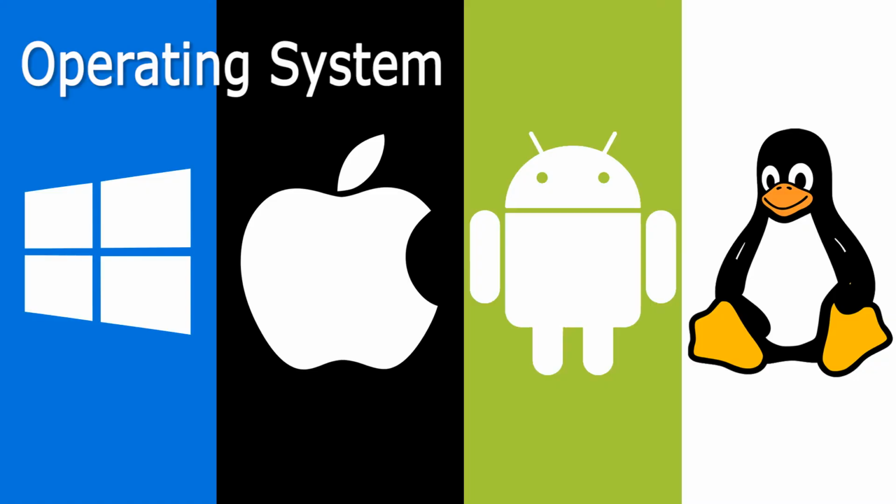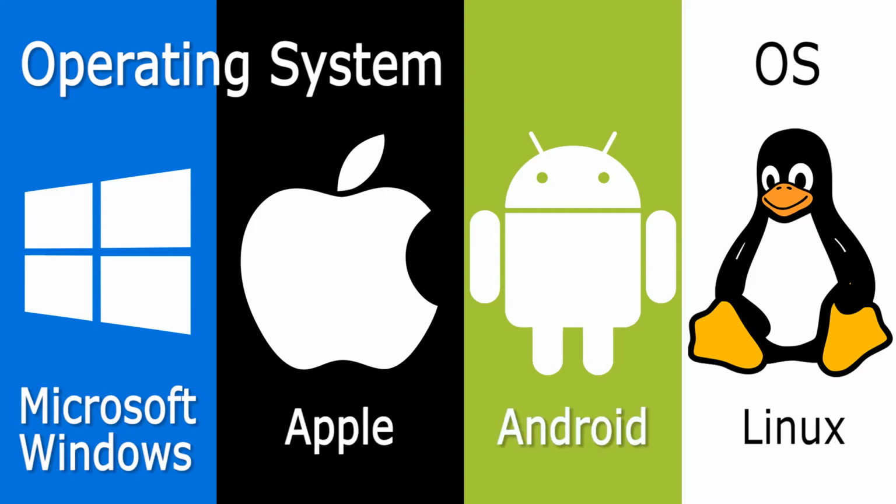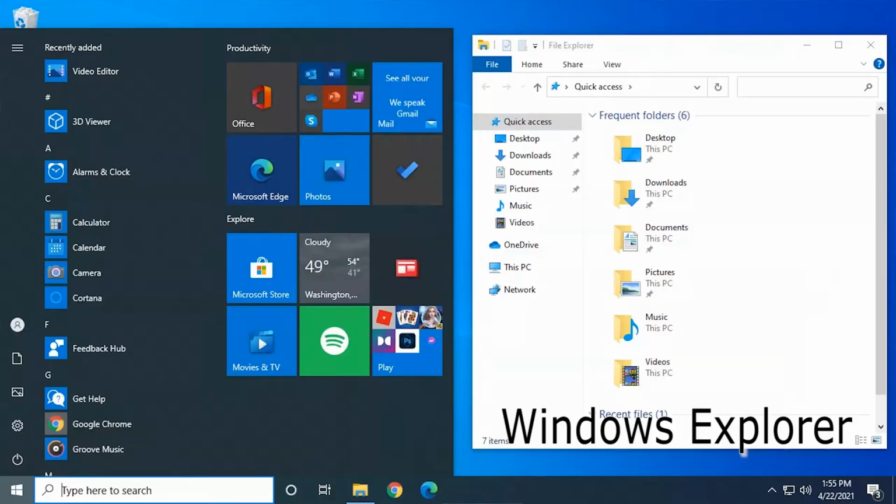First up, the operating system. This is also called the OS. Microsoft Windows, Apple, Android, and Linux are the four main operating systems out there. We will focus on Windows as that is the most common OS in the business world. The main part of the Microsoft OS is Windows Explorer. This is where you can locate and launch your files and programs.